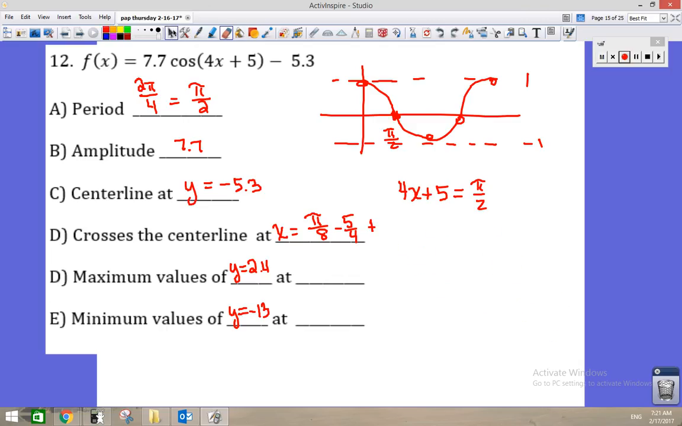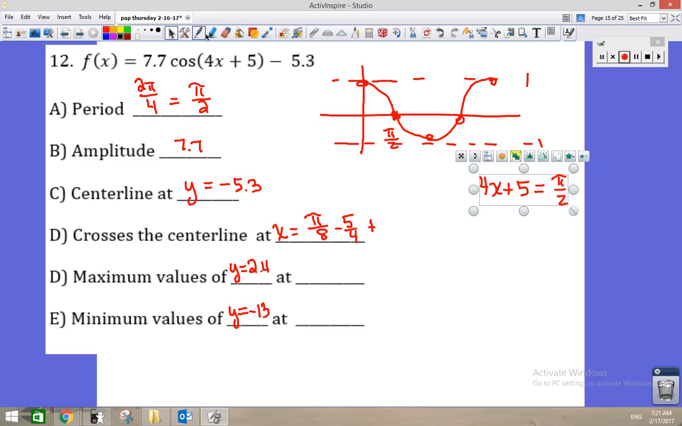Let's move this out of our way a little bit. The half of pi over 2 is pi over 4. So if I'm pi over 4 units, or any integer multiple of that, I'll be crossing the center line. Now, I know that the cosine of 0 is 1, and 7.7 minus 5.3 is 2.4. I'll be at a 1.